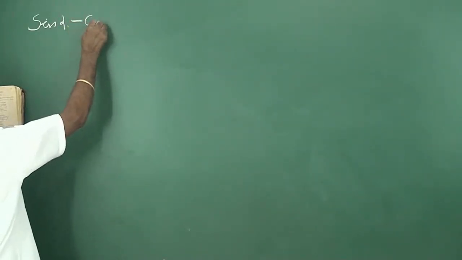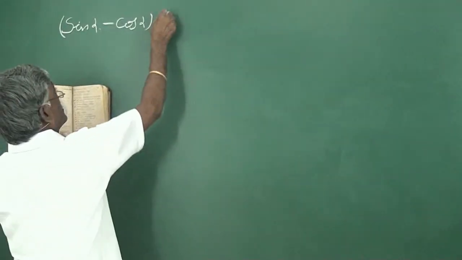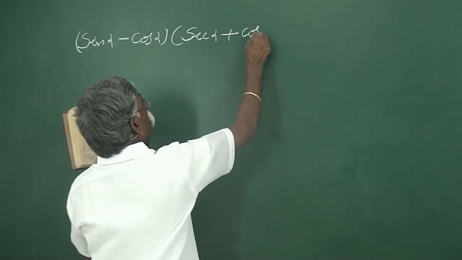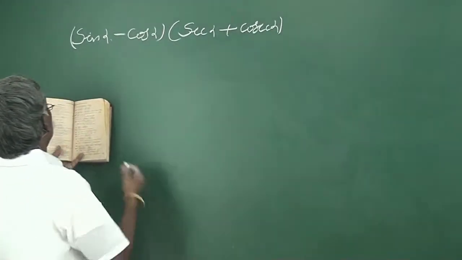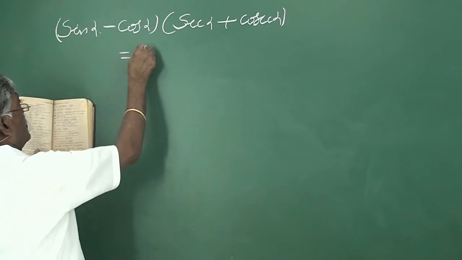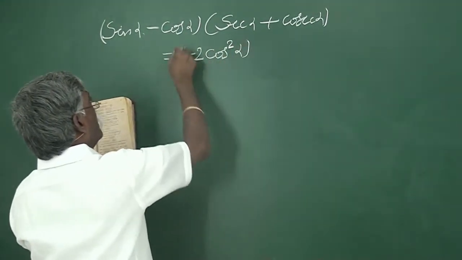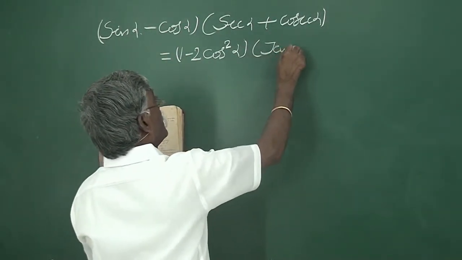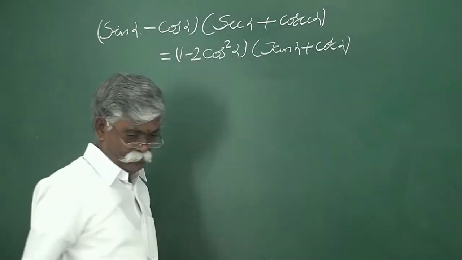Next: sin alpha minus cos alpha, into (secant alpha plus cosecant alpha), is equal to (1 minus 2 cos square alpha) into (tan alpha plus cot alpha).